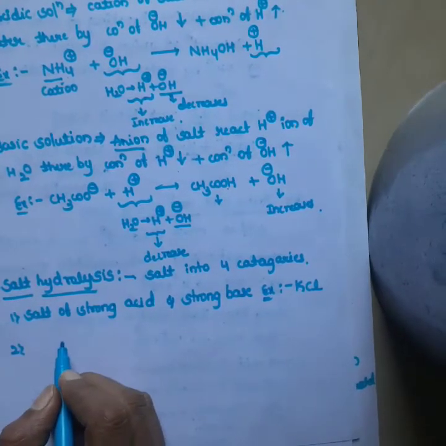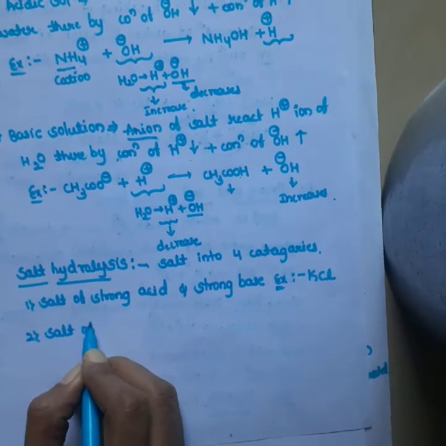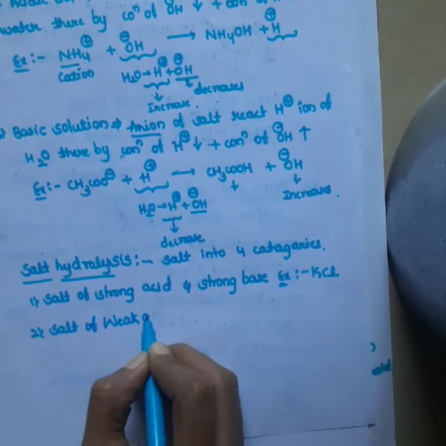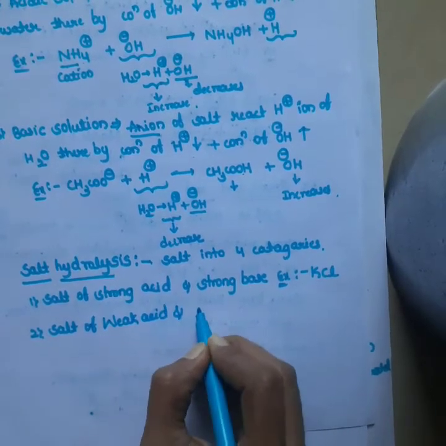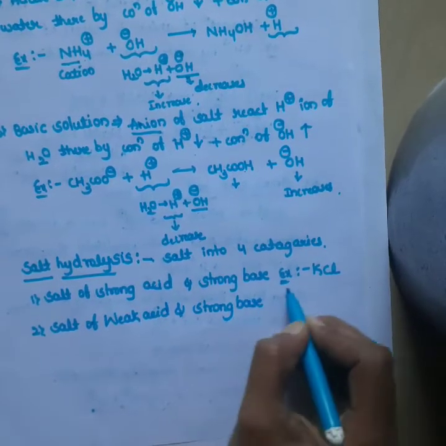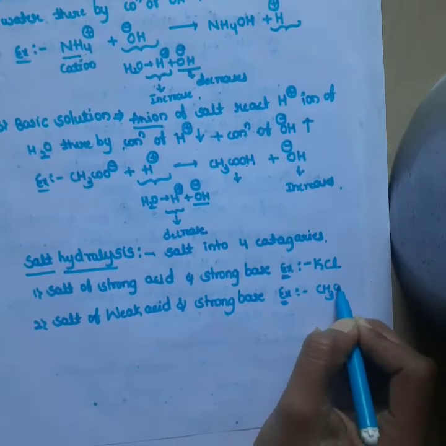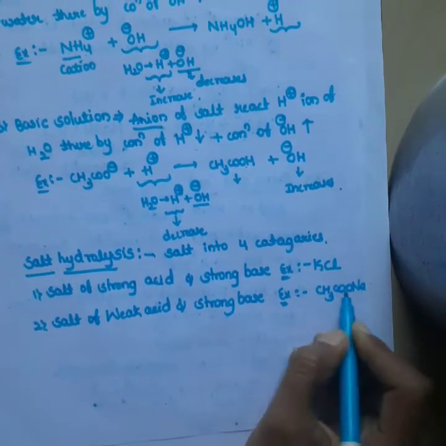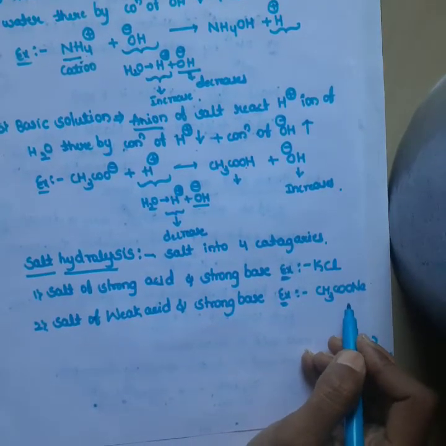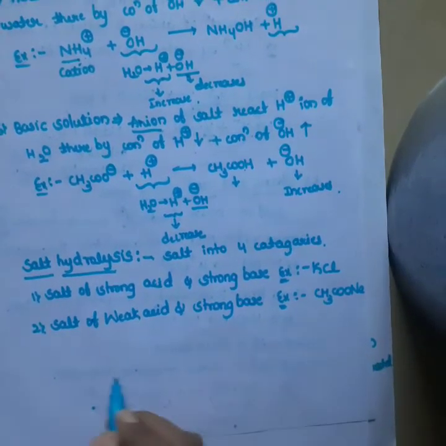The second one is salt of weak acid and strong base. The example for this is CH3COONa. KCl is potassium chloride, and CH3COONa means sodium acetate. This is an example for weak acid and strong base.